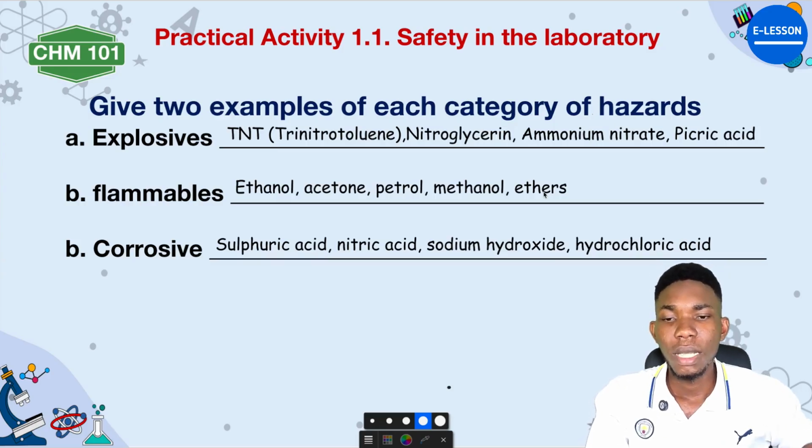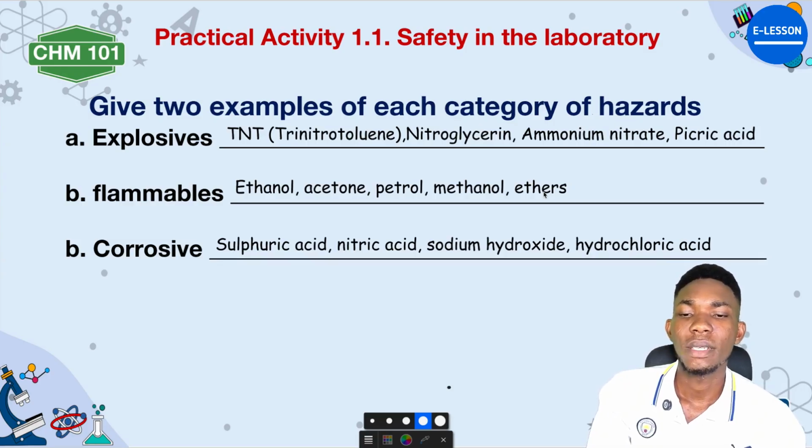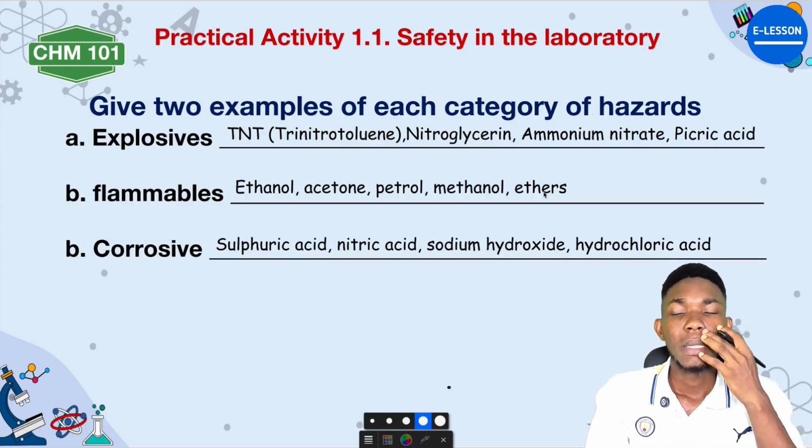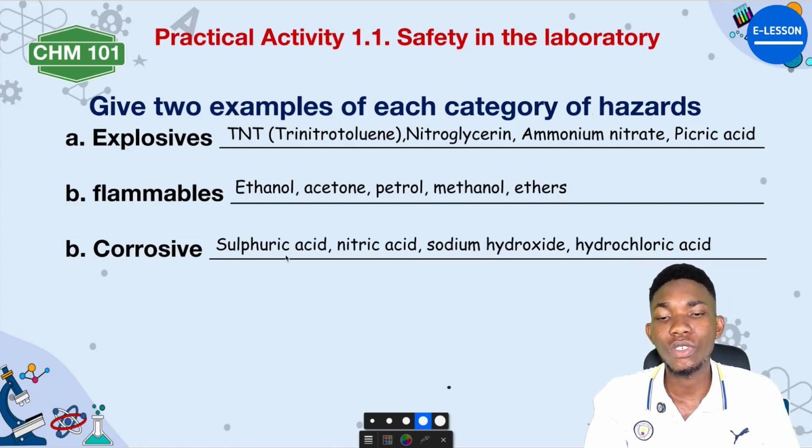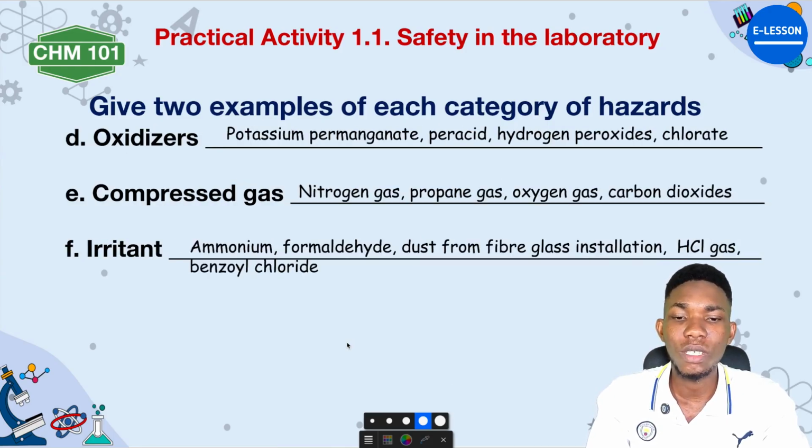All right. Then we have the other one, corrosives. Corrosives are things that can cause irritation on your skin. They can even burn you. Is that okay? Examples are sulfuric acid, nitric acid, sodium hydroxide, and hydrochloric acid. Almost all the strong acids here are examples of corrosives. So just fill in each of these into your manual.